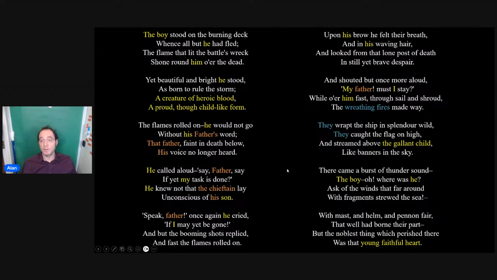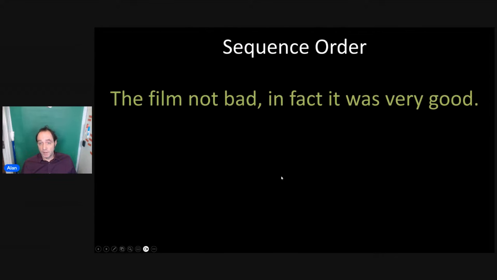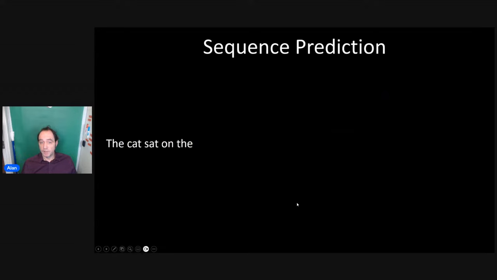So these long-term dependencies are important to understanding the language sequences. Also the order: "the film was not good, in fact it was very bad" compared with "the film was very bad, in fact it was not good." This is completely the opposite sentiment, because it's the same words, but we've just swapped the ordering of those words around, and it's coming out with a completely different meaning.